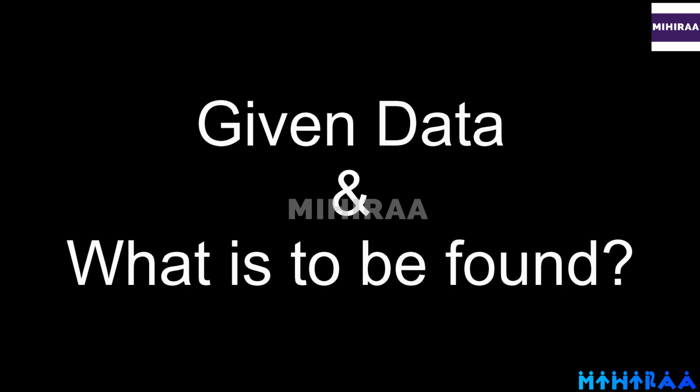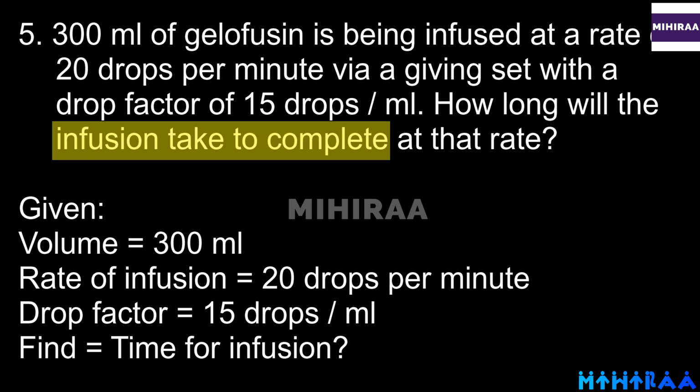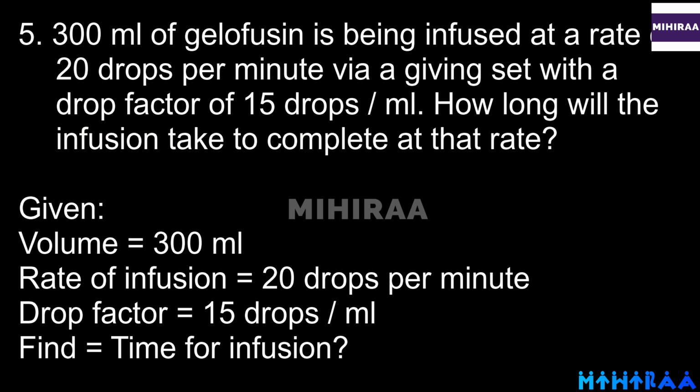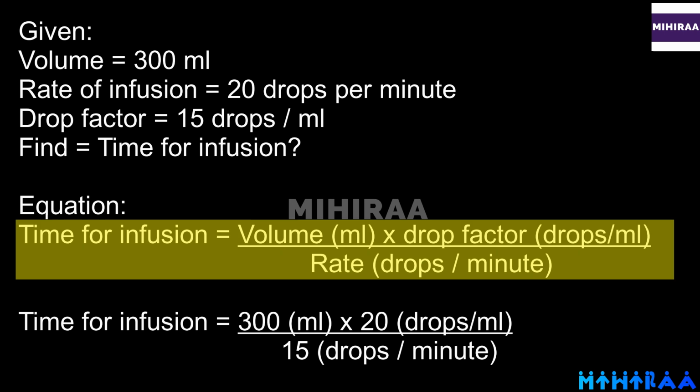First, write down the given data, and write what is to be found out. Given, volume equals 300 milliliters. Rate of infusion equals 20 drops per minute. Drop factor equals 15 drops per milliliter. Find the time for infusion. Now, let's write the equation: time for infusion equals volume times drop factor divided by rate of infusion.